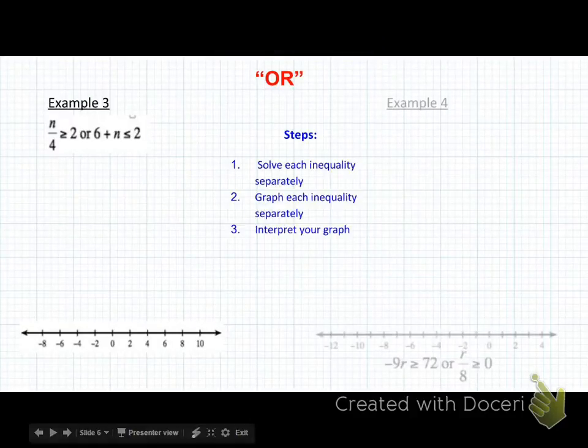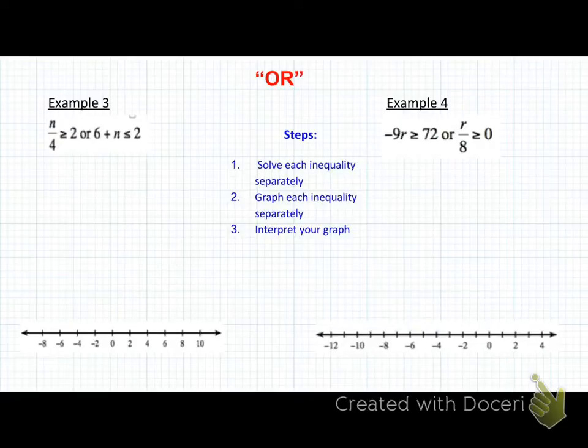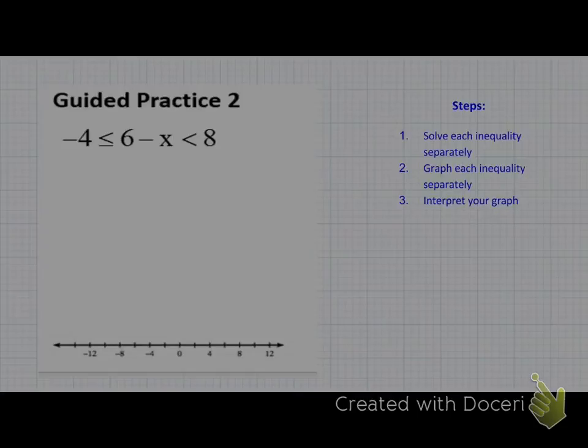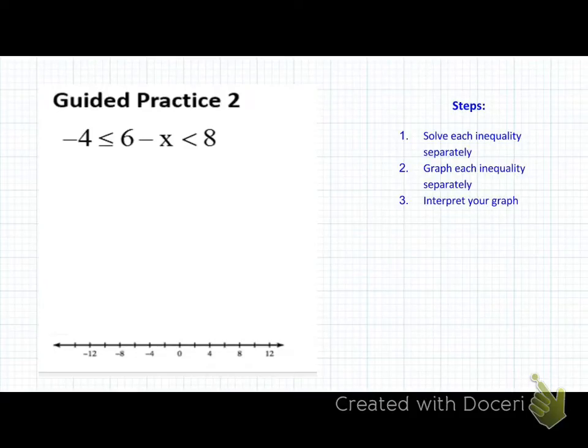All right, so the next example, I'm going to skip through some of this because we'll come back to it, okay? Because I want you to see what happens. I know it says guided practice 2, but let's just do this as the next example, okay? All right, so let's write this down. Negative 4 is less than 6 minus x, which is less than 8, okay?